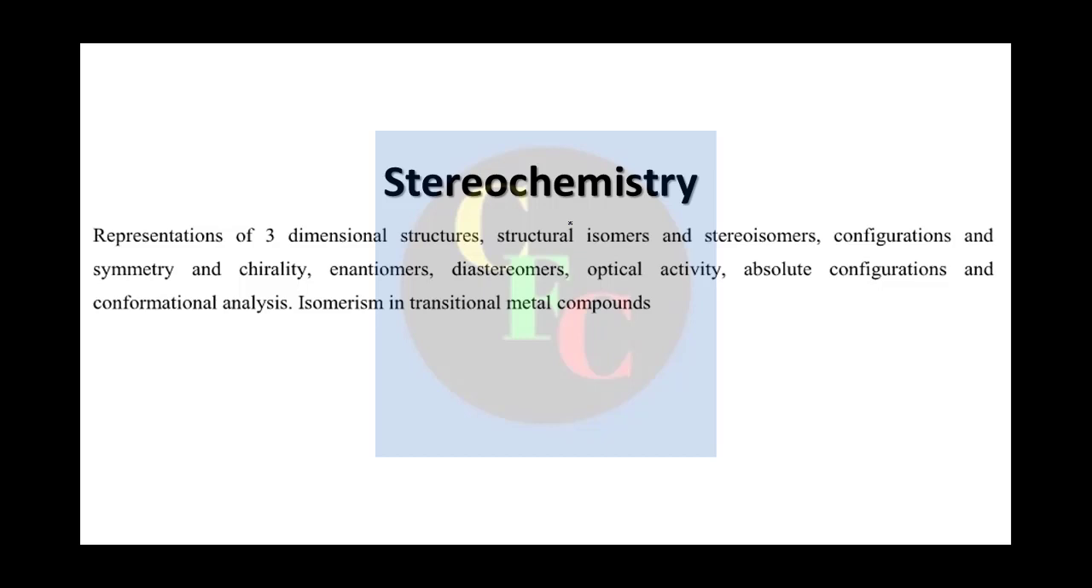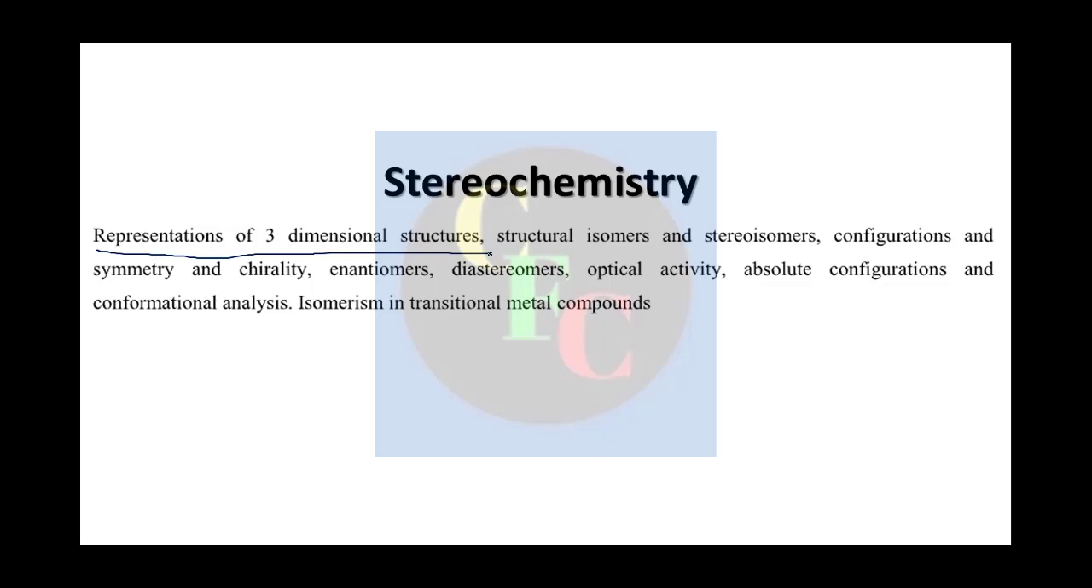So today we start a new module, your module 6, named stereochemistry, which is that branch of chemistry that deals with the orientation of atoms in molecules in three-dimensional space. In this first lecture of this module, we'll study the representation of three-dimensional structures in two dimensions. That is how they are represented in two dimensions.